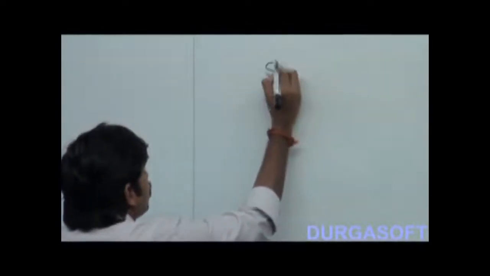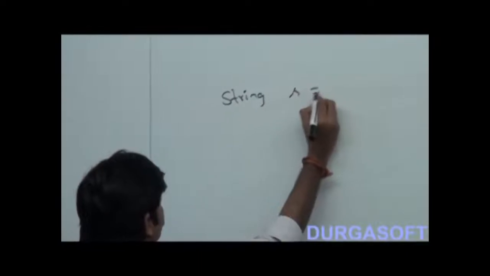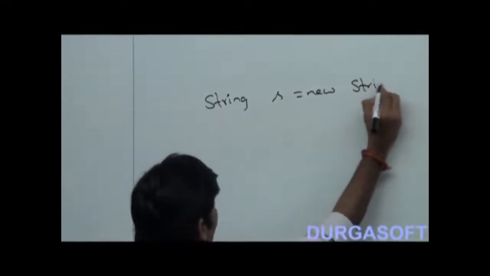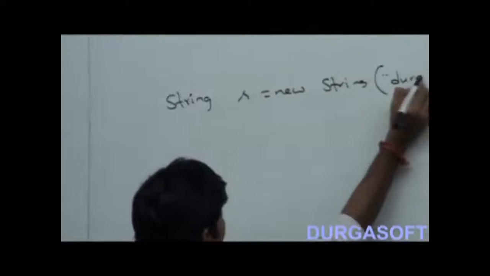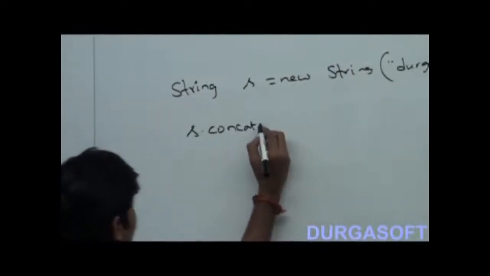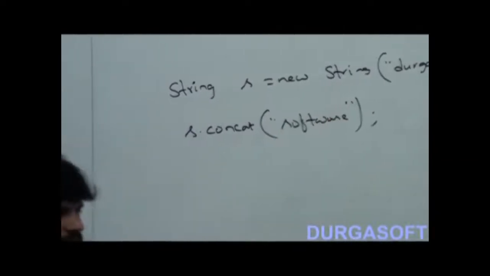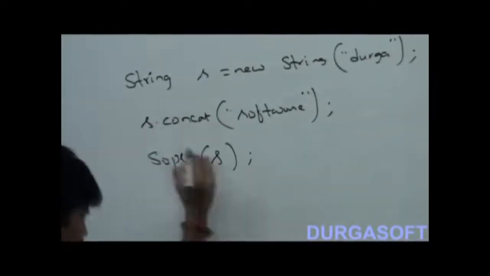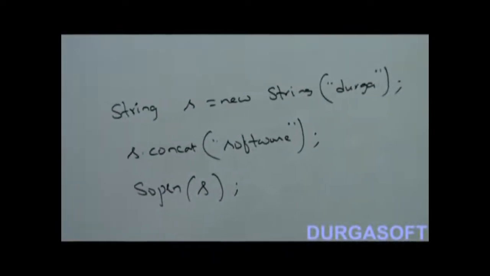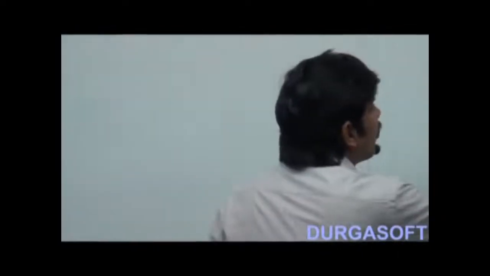Suppose I am taking String s = new String("Durga"); then s.concat("software"); and then System.out.println(s). Here, if you observe, String s is equal to new String of Durga, s.concat of software, and the SOP of s.